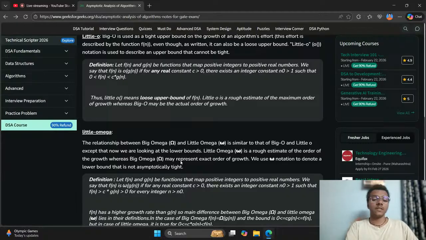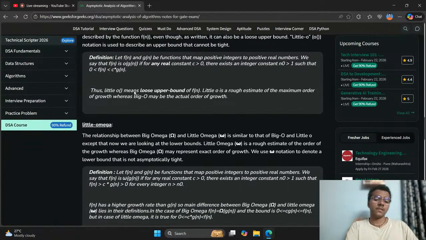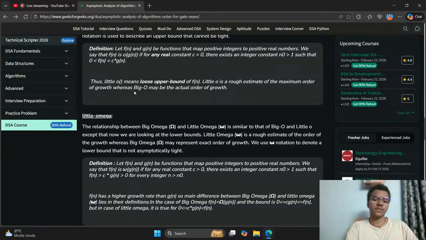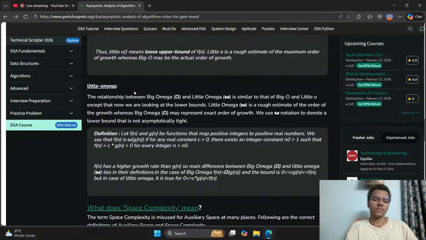Definition: let f of n and g of n be functions that map positive integers to positive real numbers. We can say that f of n is o of g of n if for any real constant c greater than 0, there exists an integer constant n naught greater than or equal to 1 such that... Thus, little o means loose upper bound. Little o is a rough estimate of the maximum order of growth, whereas big O may be the actual order of growth.